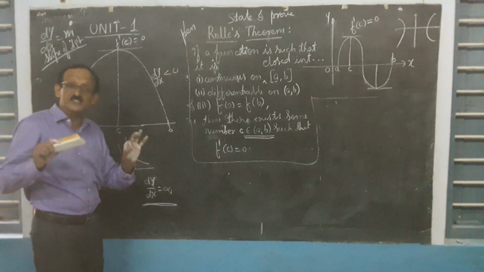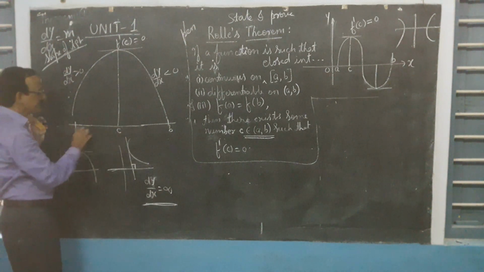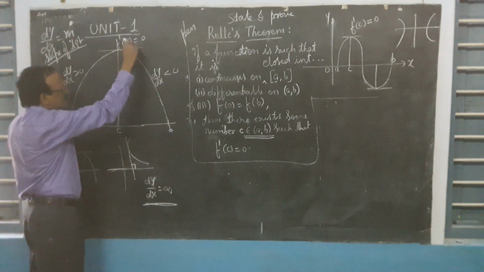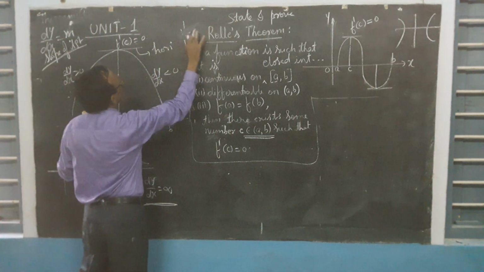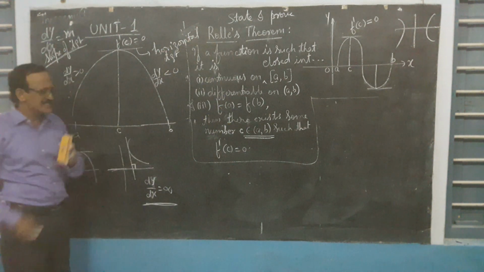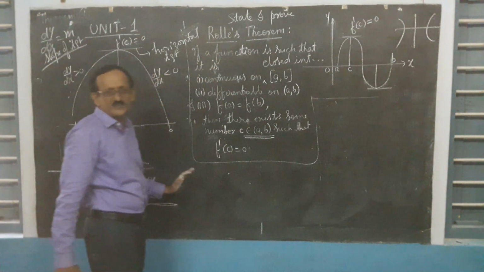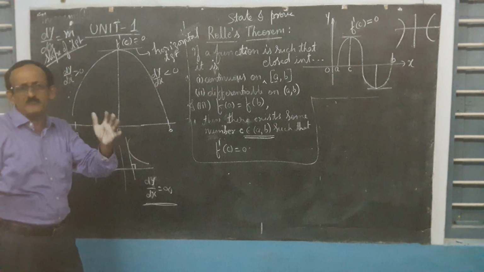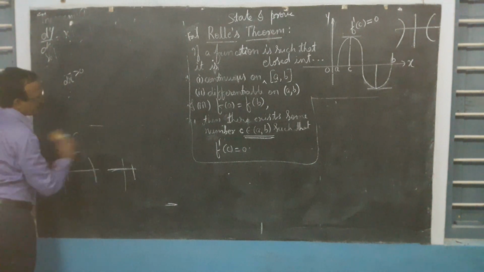By saying that f dash c is 0, we mean that at some point c between a and b, there is a horizontal tangent. A horizontal tangent is a tangent parallel to the x-axis. There exists a horizontal tangent at c. This is the conclusion of Rolle's theorem. Geometrically, Rolle's theorem means that there exists a horizontal tangent at some point c between a and b, at an interior point. Fine? Okay.